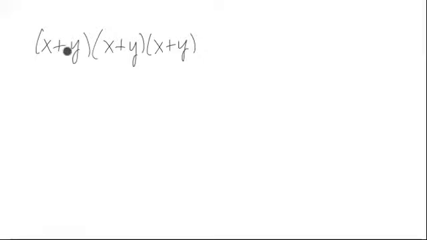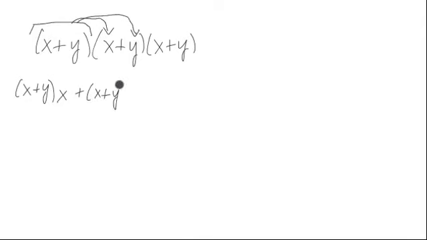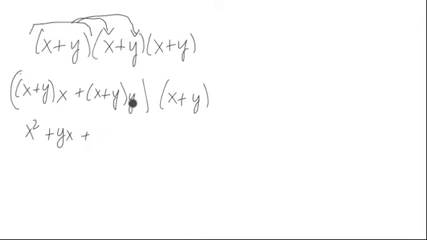Let's just look at the first two for a minute. If we look at the first two, we could almost think of x plus y distributed as a chunk, distributing into the x and then into the y. So x plus y, y. And that would be the first bit. Okay, then we would distribute that in. x squared plus yx plus xy plus y squared.